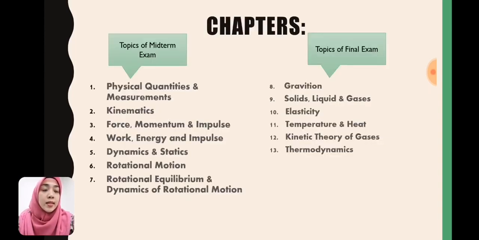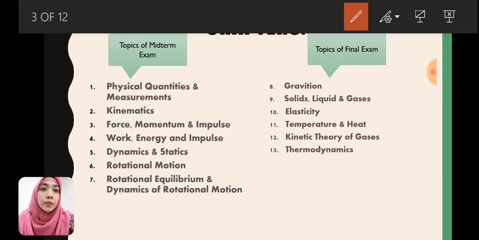Next, these are the chapters for this SF0014. We have 13 chapters in total, but we can divide them into two. Chapter 1 until 7 will be the topics for the midterm exam. Chapter 1 is physical quantities and measurement. Next, kinematics. Force, momentum and impulse. Next, work, energy and impulse. Fifth, dynamics and statics. Sixth, rotational motion. And chapter 7 is rotational equilibrium and dynamics of rotational motion.